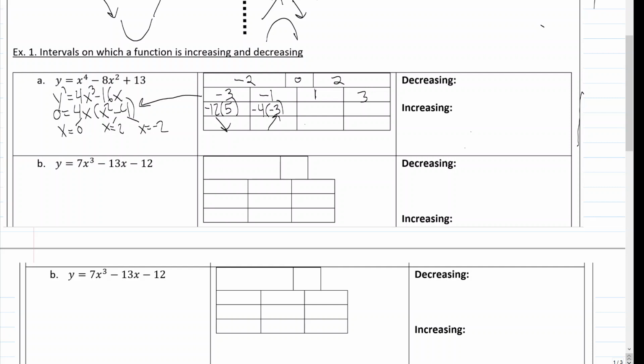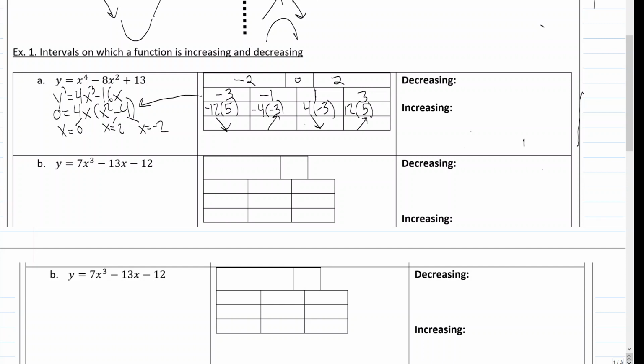If I plug in 1, I get 4 times a -3. Since the inside of the parenthesis is still the same, that's a -12. That means we're going down again. And lastly, at 3, I get 12 times a positive 5. That's positive 60, so we're going up.